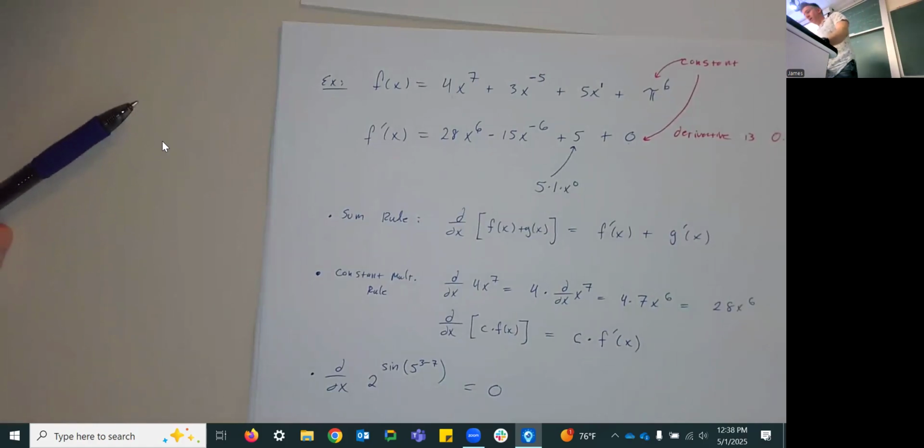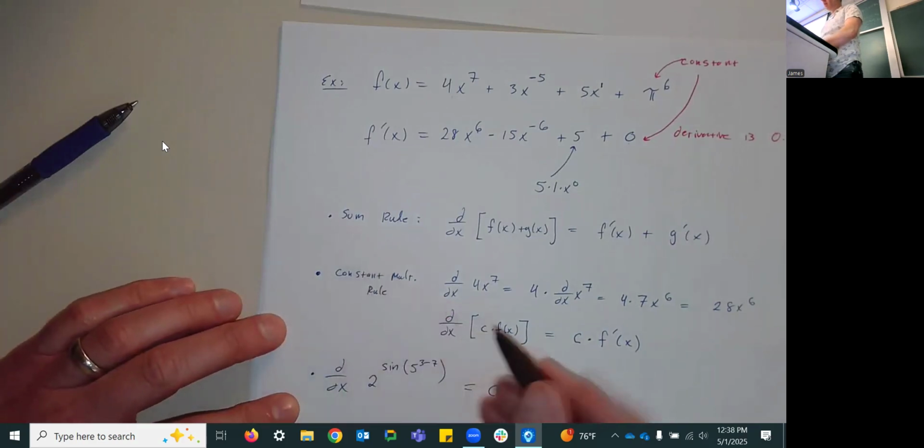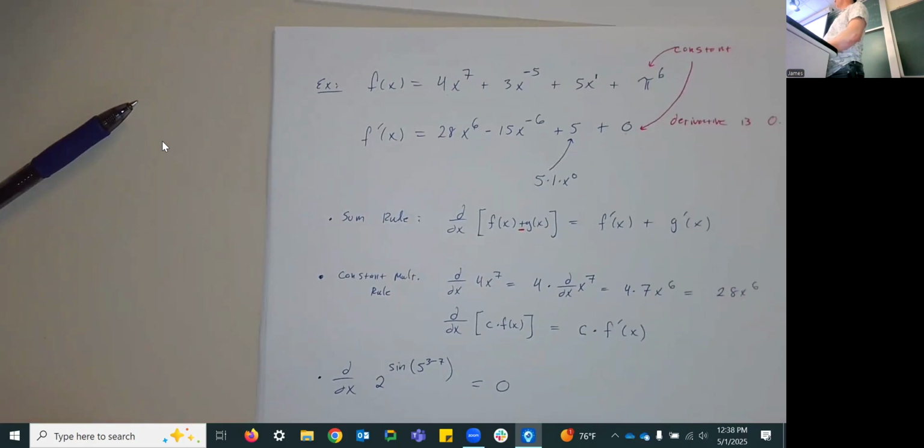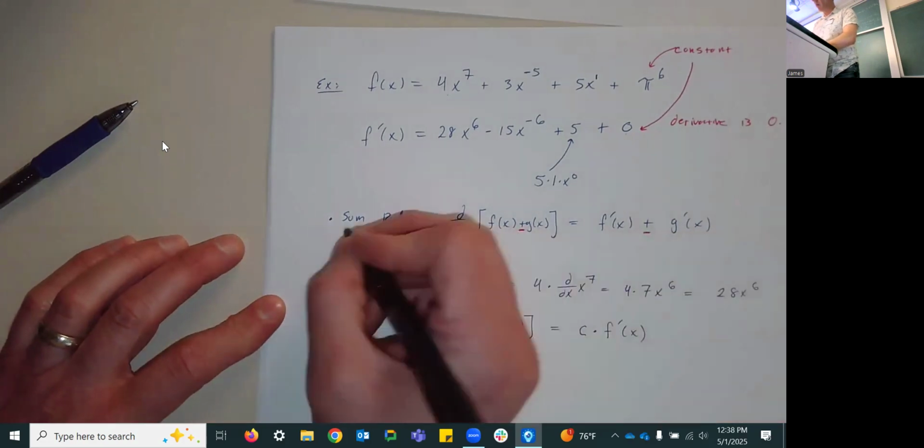One small thing I'll add in here is this sum rule. It's really the sum or difference rule. If you have functions added together, you add the derivatives together. If you have functions subtracted, you subtract the derivatives. So it's really the sum or difference rule.